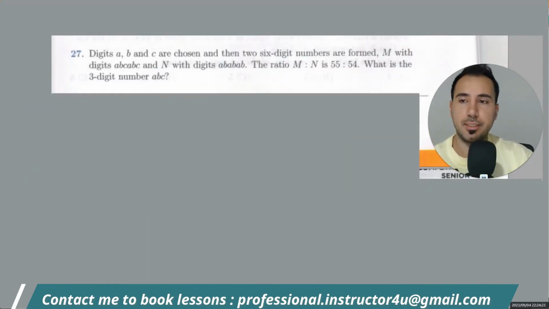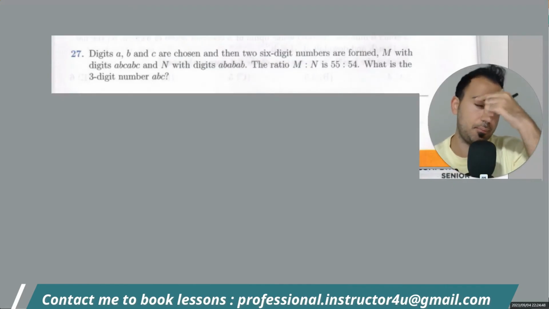Okay, question 27. Digits A, B, C are chosen, and then two 6-digit numbers are formed: M with digits A, B, C, A, B, C in this form, and N with digits A, B, A, B, A, B. The ratio M to N is 55 to 54. What is the 3-digit number ABC?